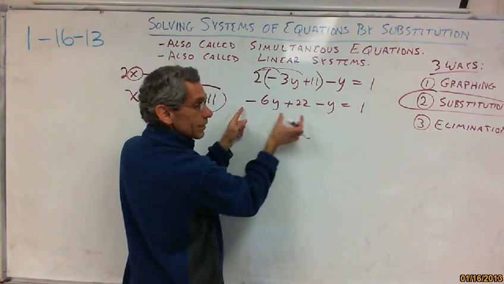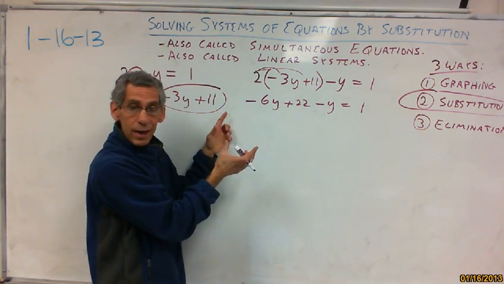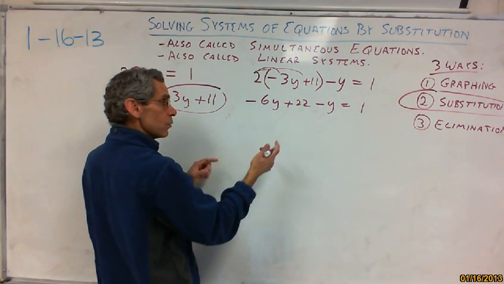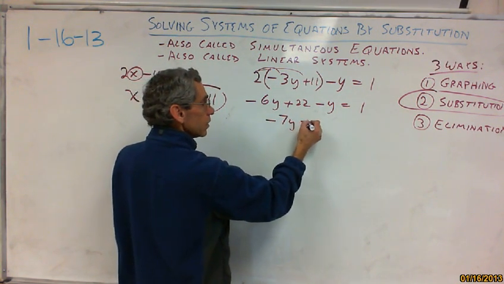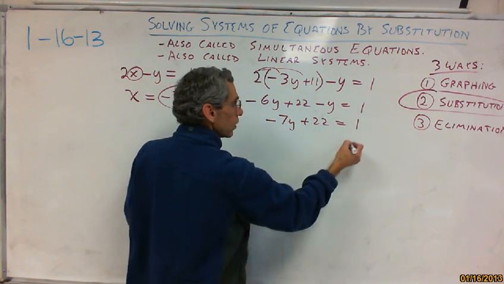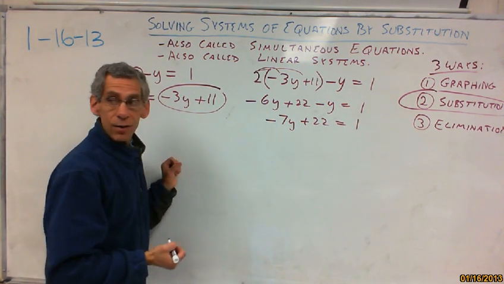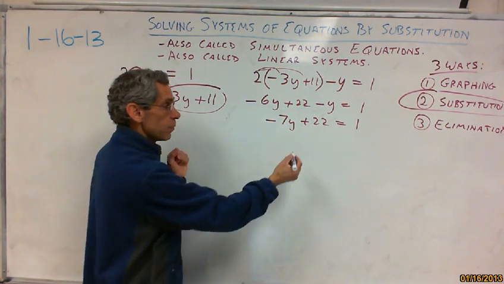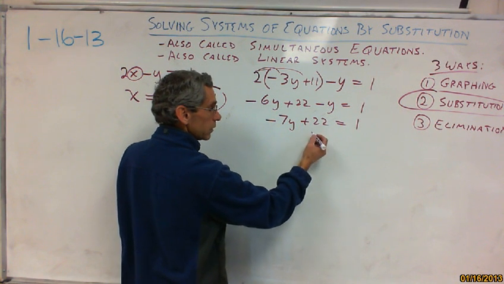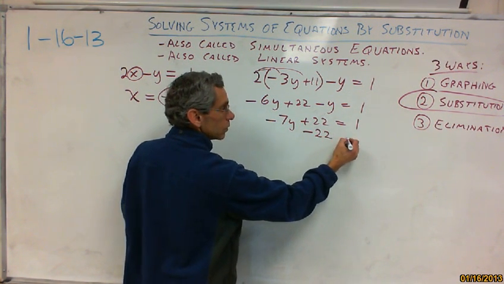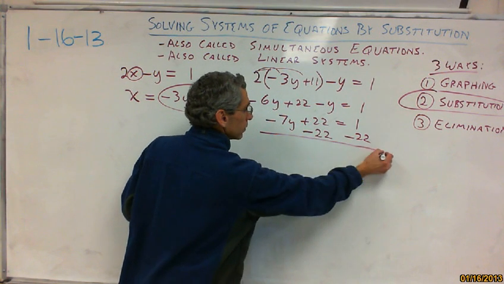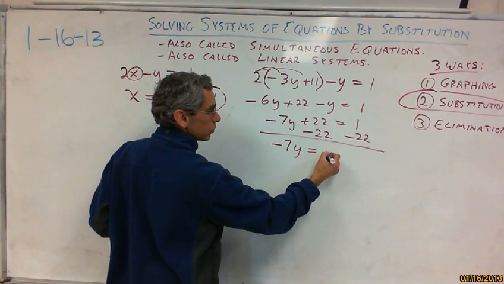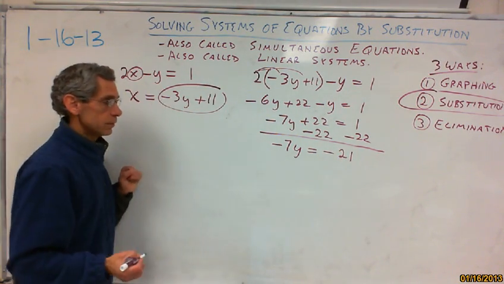These are both on the same side of the equal sign, so I can just combine them. I've got negative 6y plus negative 1y, that's negative 7y. Negative 7y plus 22 equals 1. So now, what would I do? I want my y's all by themselves. So let's get rid of the 22. Subtract 22, subtract 22. And that gives me negative 7y is equal to negative 21.